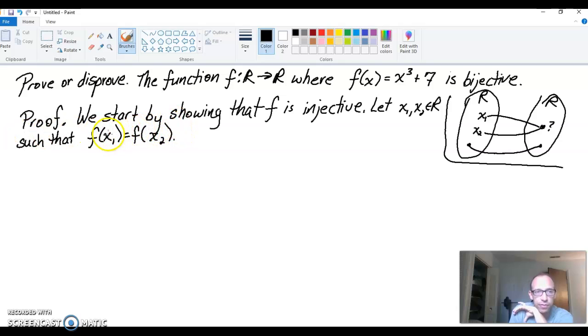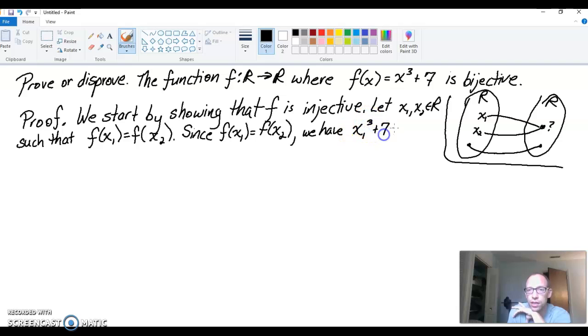So we have this. Since we know this is true, it's part of our assumption, let's just put x1 through the function and put x2 through the function. And we would just need to subtract 7 from both sides and then take the cubed root. And the cubed root of a positive is a positive, the cubed root of a negative is a negative. So this is just going to give us x1 equals x2.